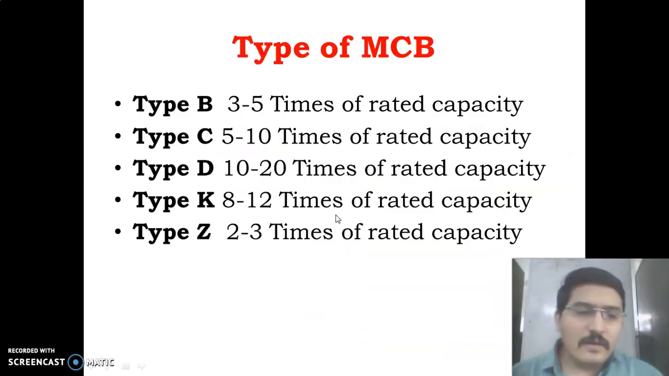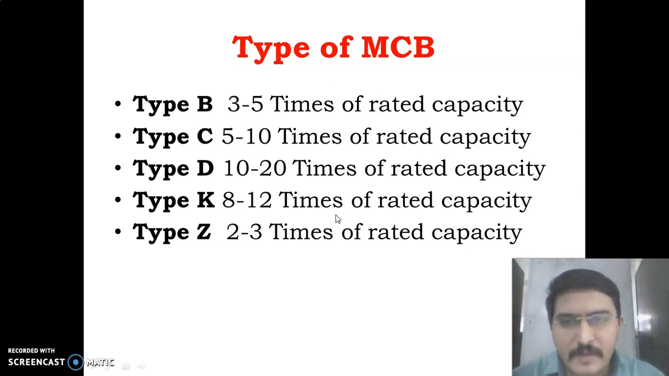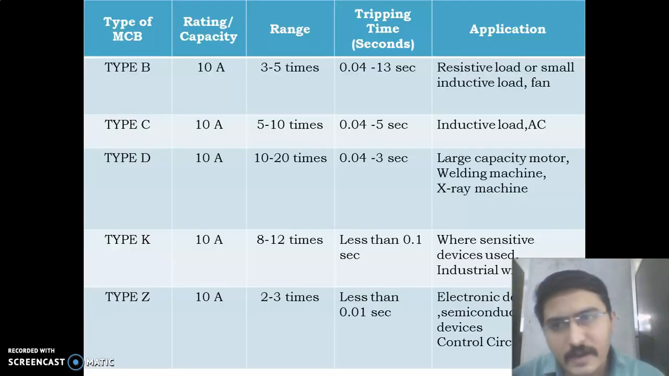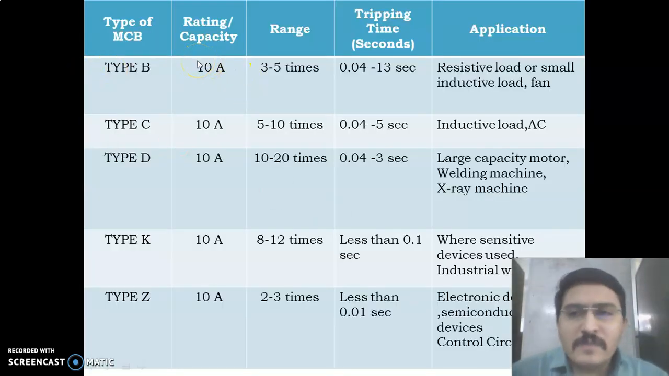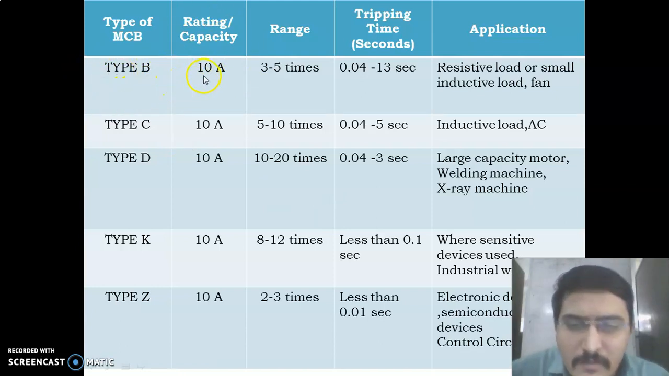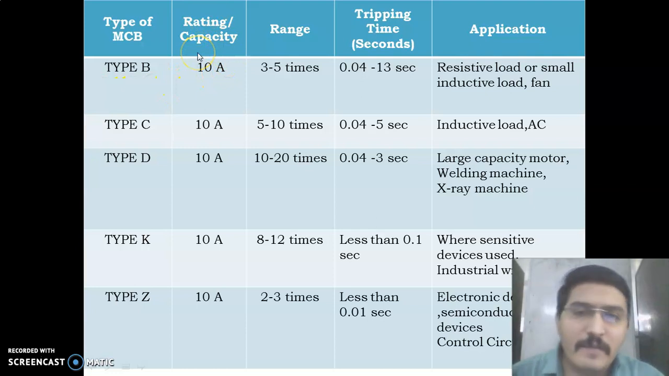Then we'll see the types of MCBs: type B, type C, type D, type K, type Z. In the next slide we're going to observe in detail how these are classified. Let us consider one example. Let us say we have a type B switch having a rating of 10 ampere. It means that the range is from 3 to 5 times its capacity, and the tripping time in seconds is 0.04 to 13 seconds. Type B switches are used for resistive loads, small inductive loads or fan purposes.